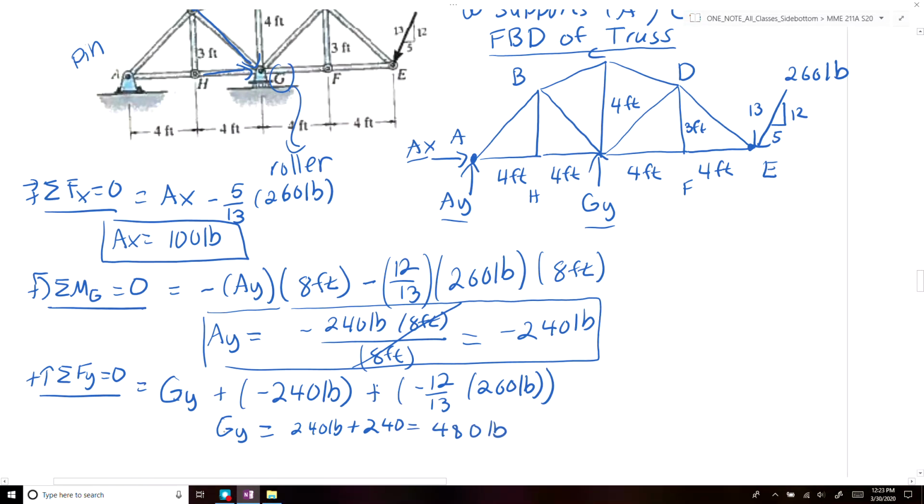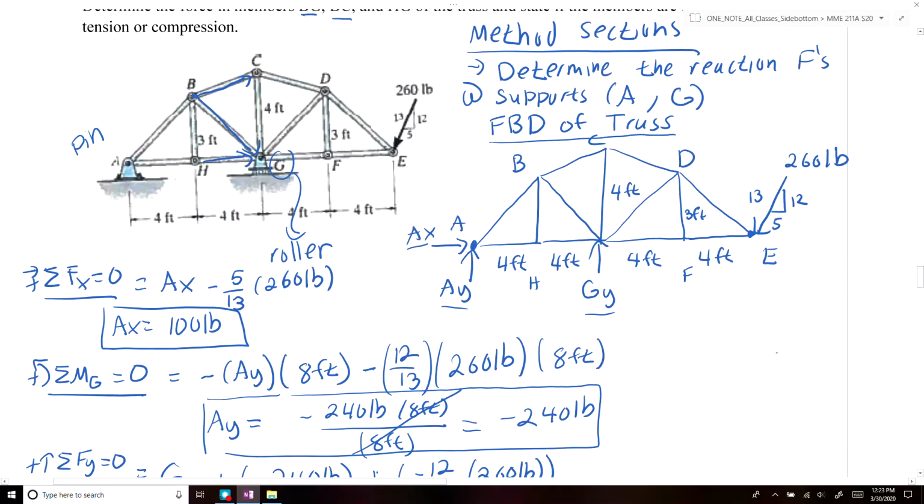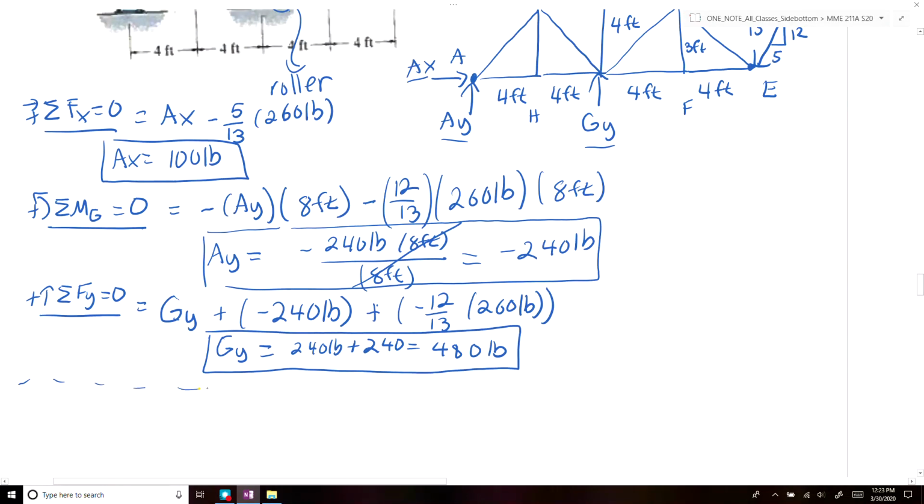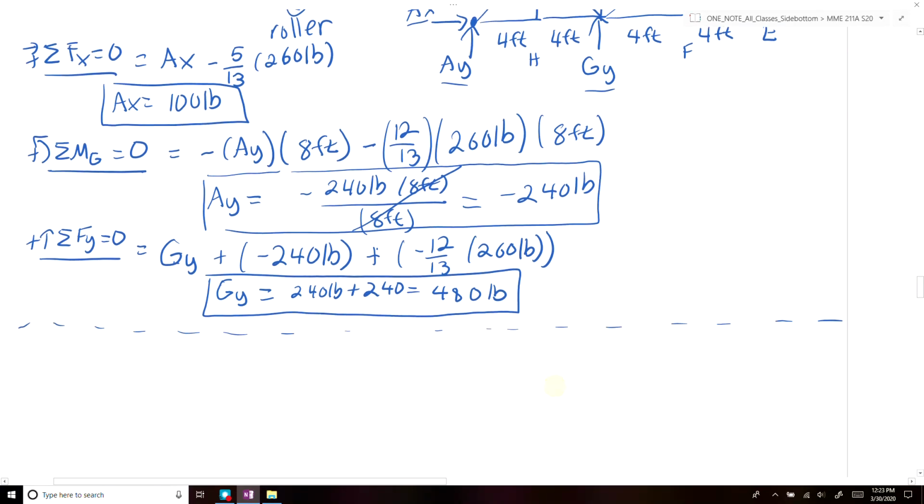All right, so now the first step of our problem is finished. We determined the reactions at our two supports. So step 1, all done. Now step 2: we're going to take our section cut through our members of interest.